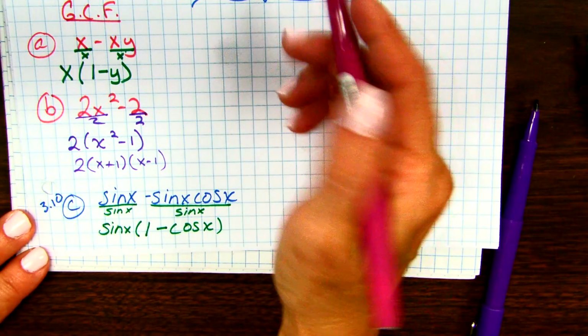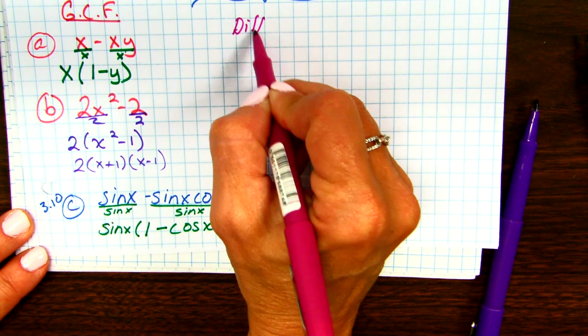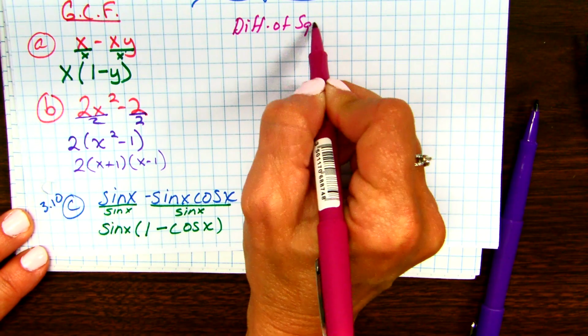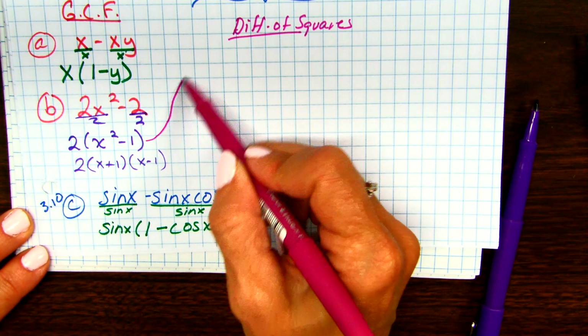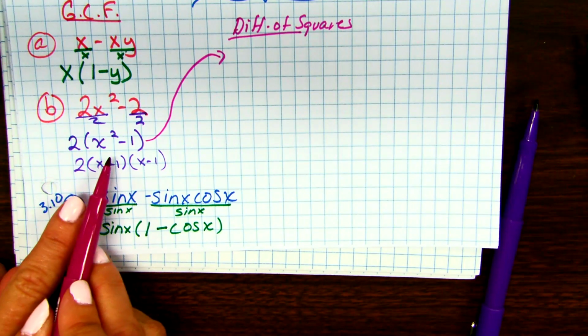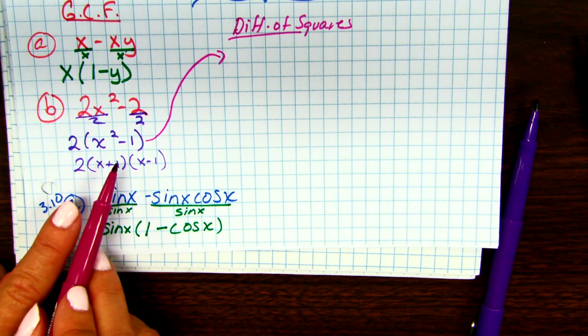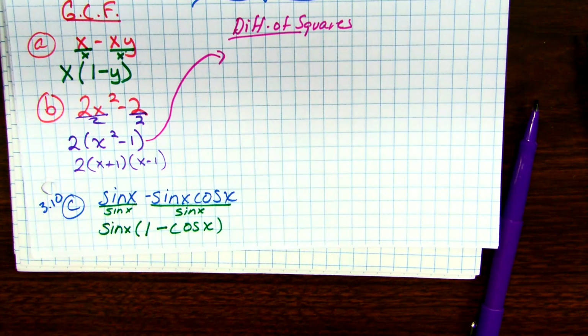I just touched on difference of two squares. I'm not going to do this one again, but the algebra version of it, x plus 1, x minus 1. Got to be a subtraction sign. Both terms have to be perfect squares. We've done it with trig as well.